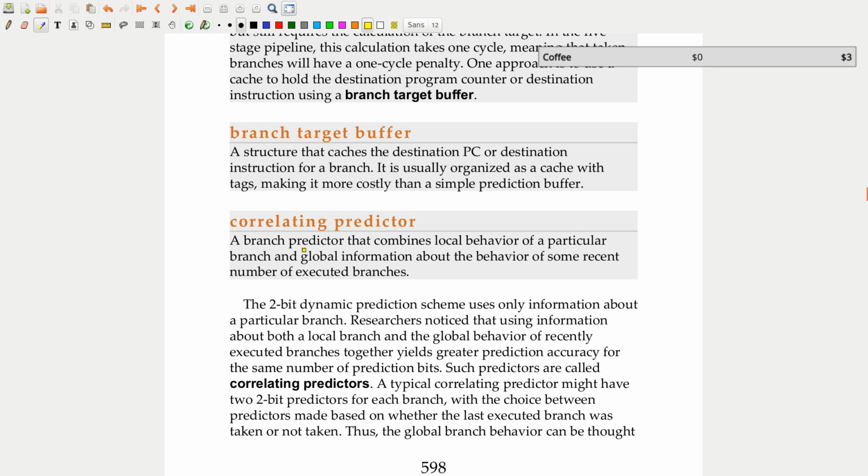And then we have things like correlating predictors, which are branch predictors that combine local behavior of a particular branch and global information about behavior of some recent number of executed branches. So here we're getting information from a ton of different areas in order to make a really good kind of predictor. So we're not just looking at our own local branches, but we're looking at a more global level of total branches.